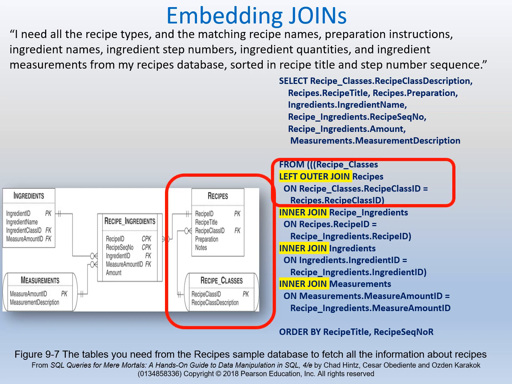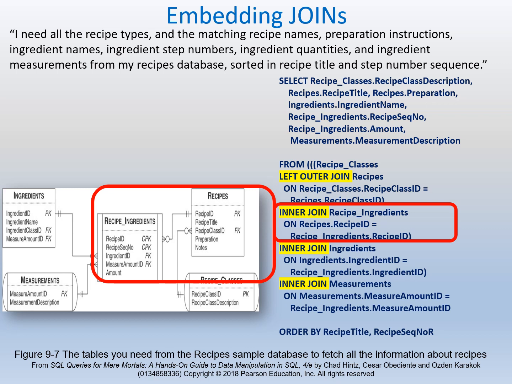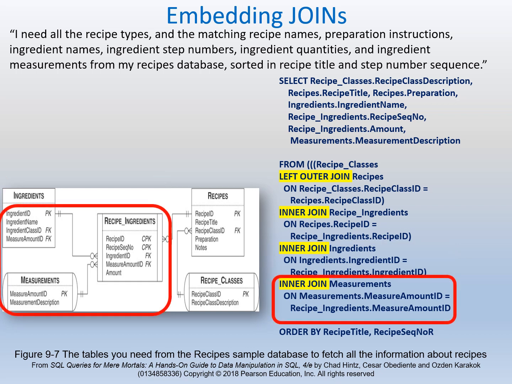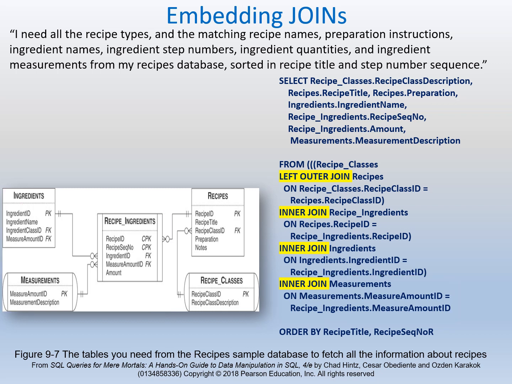The first one is a left outer join between recipes and recipe classes. The second one is an inner join between recipe ingredients and recipes. The third one is an inner join between ingredients and recipe ingredients. And the fourth and final one is an inner join between measurements and recipe ingredients.